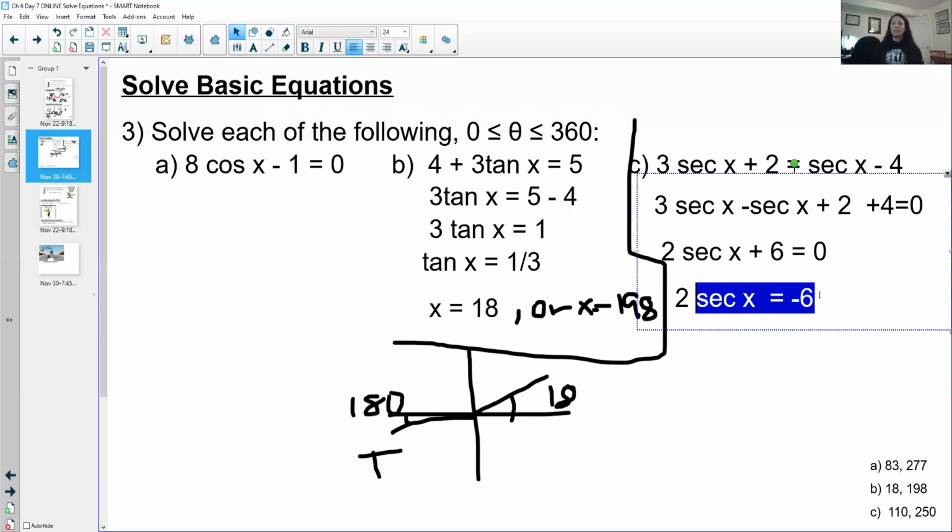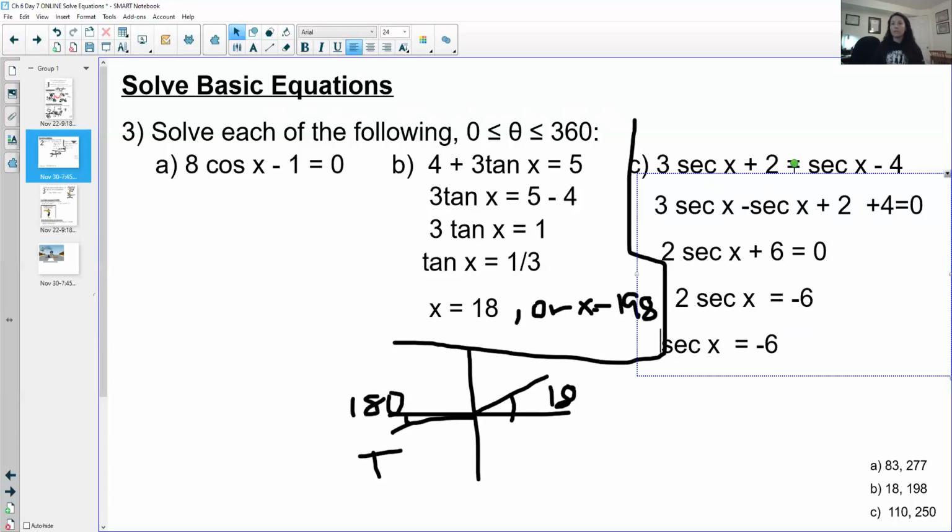So when I divide both sides by 2, because at this point I assume you can rearrange equations, you should get -3 on the right-hand side because -6 divided by 2 is -3. So secant x is -3.